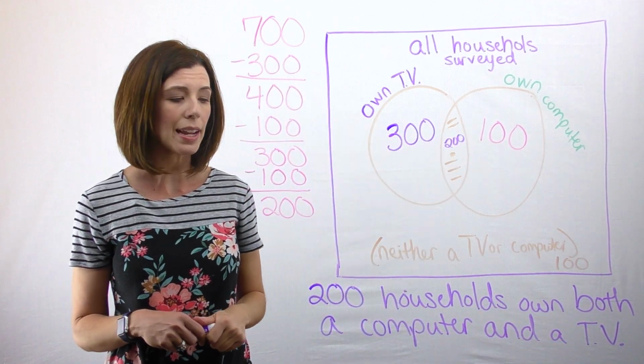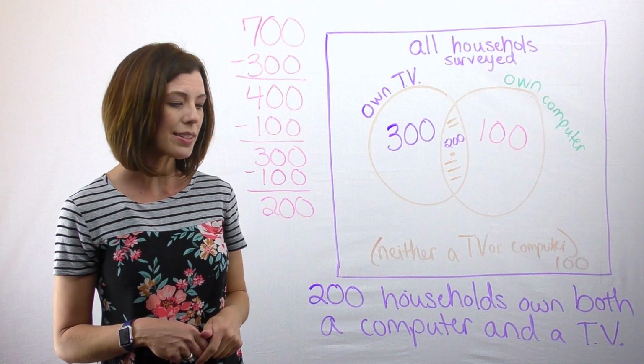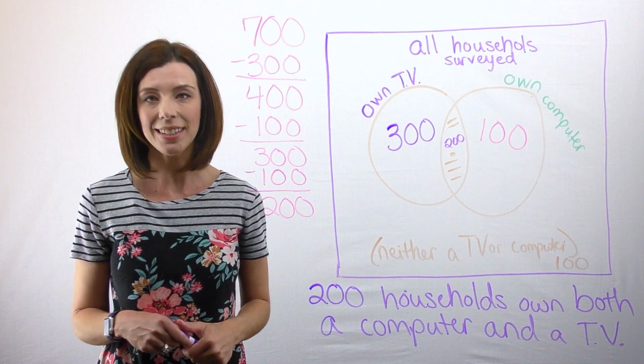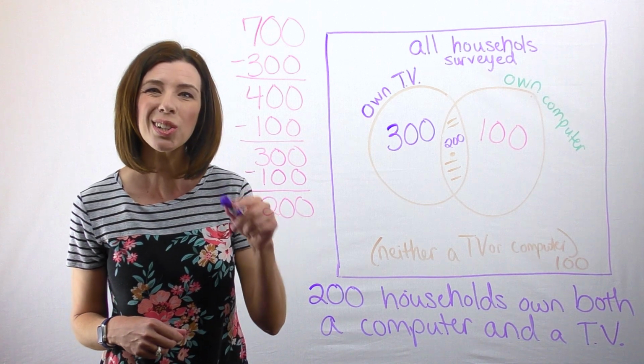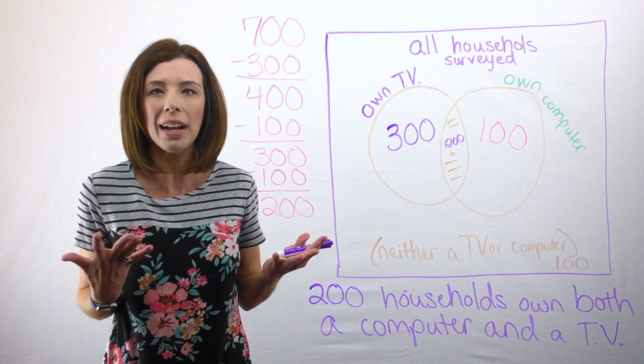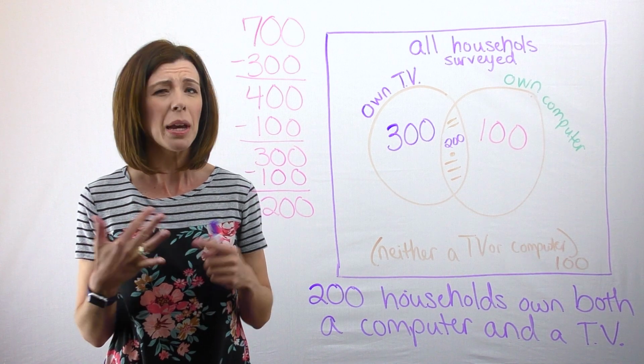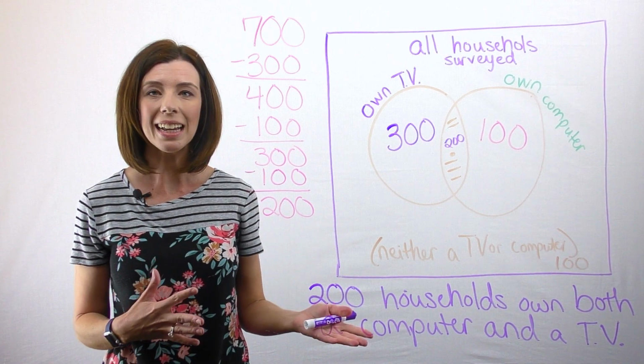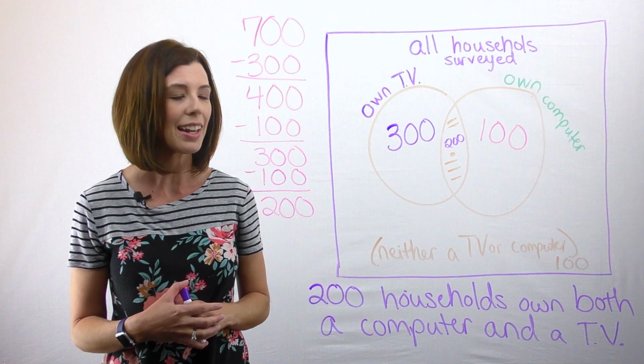Notice a couple things with my answer. Notice that it's in a complete sentence. 200 households own both a computer and a TV. Notice that I didn't just circle my answer. If I just circled 200, I have no units. Am I talking about dollars? Am I talking about TVs? What am I talking about? So my answer is in a complete sentence and it's all set to go.